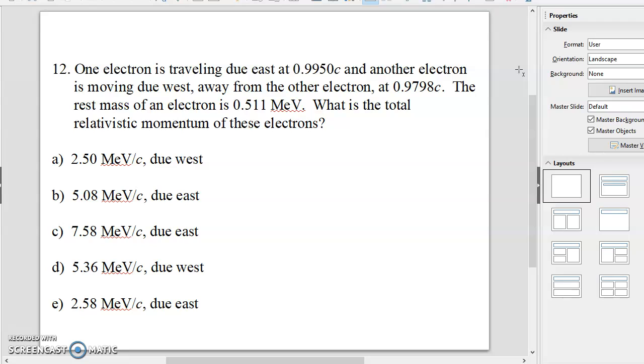Number 12. One electron is traveling due east at 0.995 times the speed of light. Another electron is moving due west, and its speed is 0.9798 times the speed of light. The rest mass of the electron is 0.511 mega electron volts. What is the total relativistic momentum of these electrons? And the answer to that one is E, 2.58 due east.